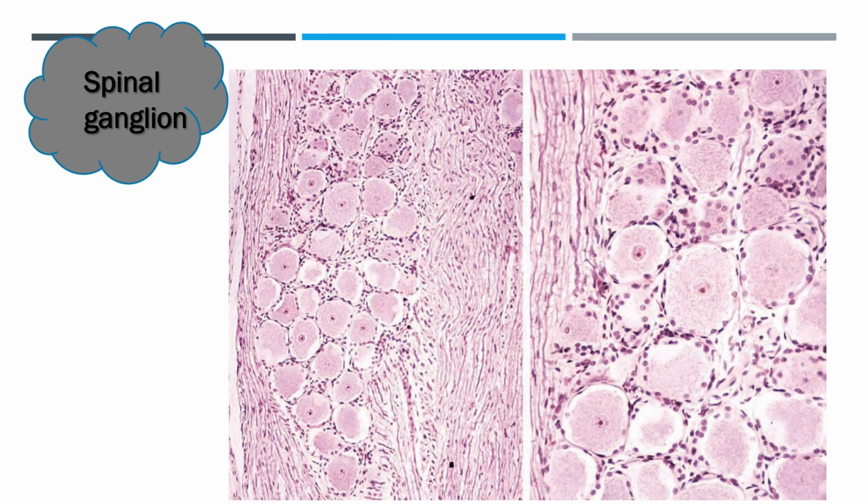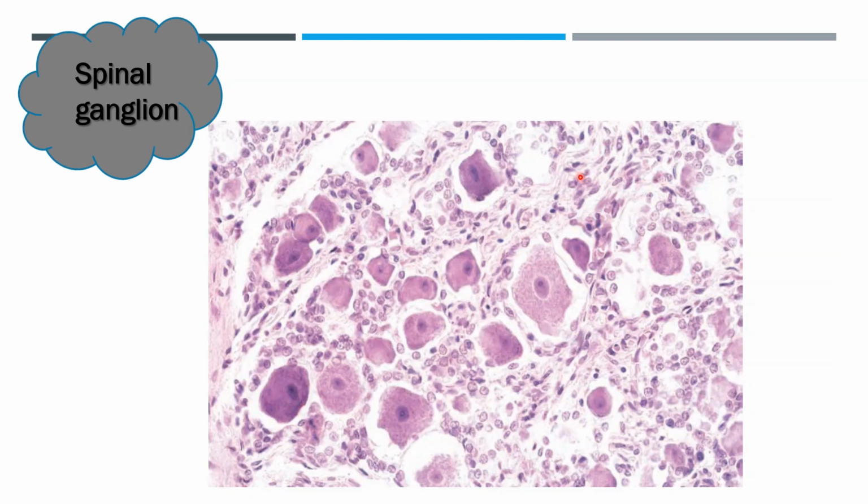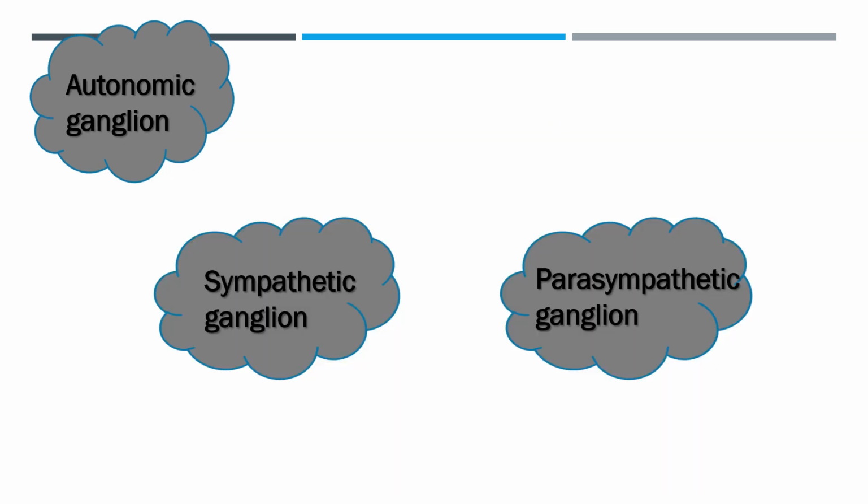So this is how it appears under the microscope. This is the nerve fiber that is passing between, and this is the aggregation of the cell bodies of pseudo-unipolar neurons. This diagram is the high power magnification. You can see the large number of satellite cells and the round central nucleus with prominent nucleolus. This is another microscopic picture. Here we can see the aggregation of the pseudo-unipolar neurons, the satellite cells around them, and the round central nucleus with prominent nucleolus. So that is about the spinal ganglion.